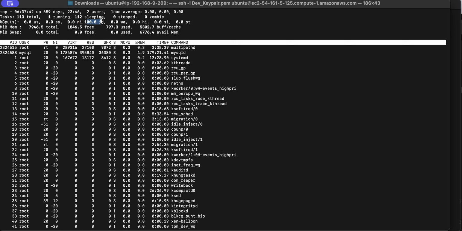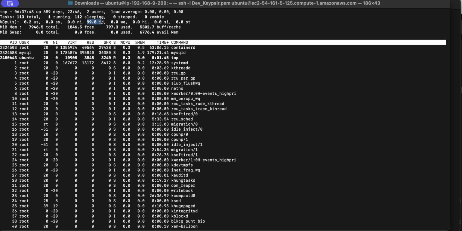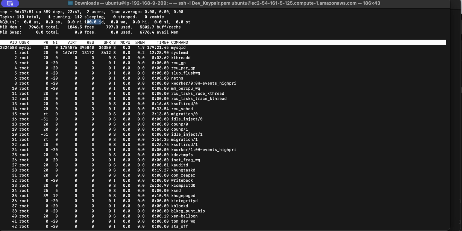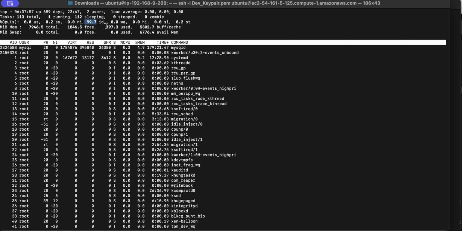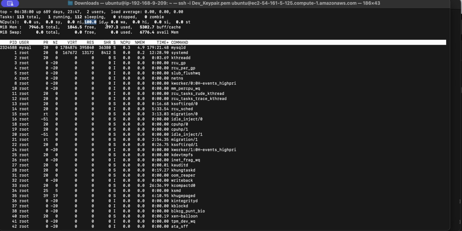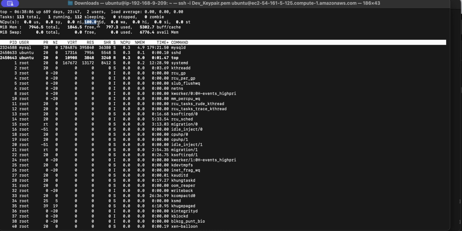Now we have id, which is basically idle. Idle means not running: how much of the CPU percentage is idle? It means 100% of the CPU is idle. Higher the value, lesser the load. Understood. I don't think you will have any doubt here.